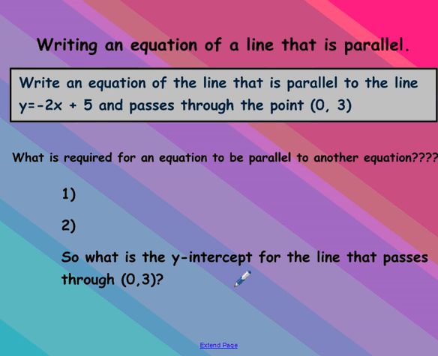So, writing an equation of a line that is parallel. Remember, if we're dealing with parallel lines, we have a couple of things we need to deal with. For this particular one, we're writing an equation of a line that is parallel to the line y equals -2x plus 5 and passes through the point (0, 3).